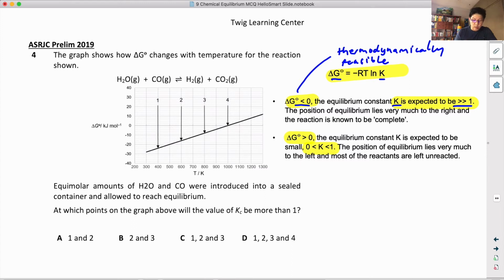So based on this question, they're asking at which point of the graph will the Kc value be more than 1? It will be more than 1 if change in G is actually less than 0. So check your graph. Okay, whereas this is 0, right? So anything below that will be Kc more than 1. So I will pick these 3 points here. Can you see that? So it has to be 1, 2, and 3. Okay, let's look at question 5.